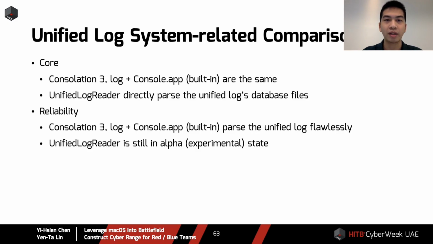In terms of the core technology, Consolation 3 and the built-in log and console app are essentially the same, except Consolation 3 has a GUI front-end which allows users to easily use various filters or predicates and supports many display styles. On the other hand, Unified Log Reader directly parses the Unified Logs database file. So, from the reliability standpoint, Consolation 3 and the built-in log and console app have the same core technology, so they can parse the Unified Log flawlessly.